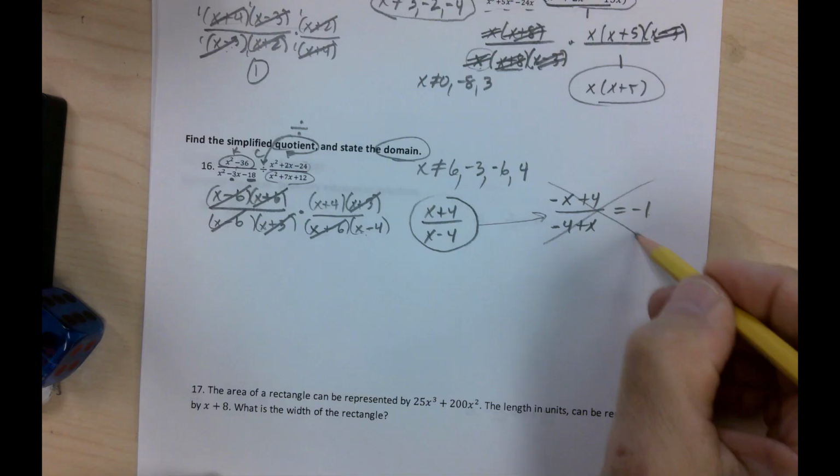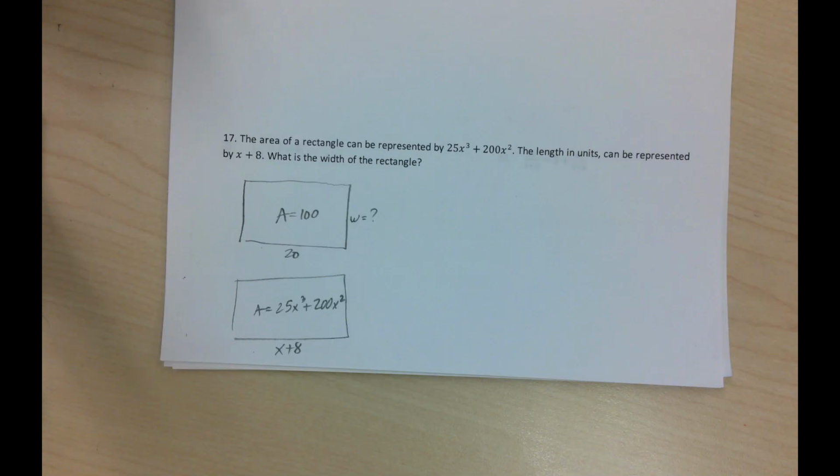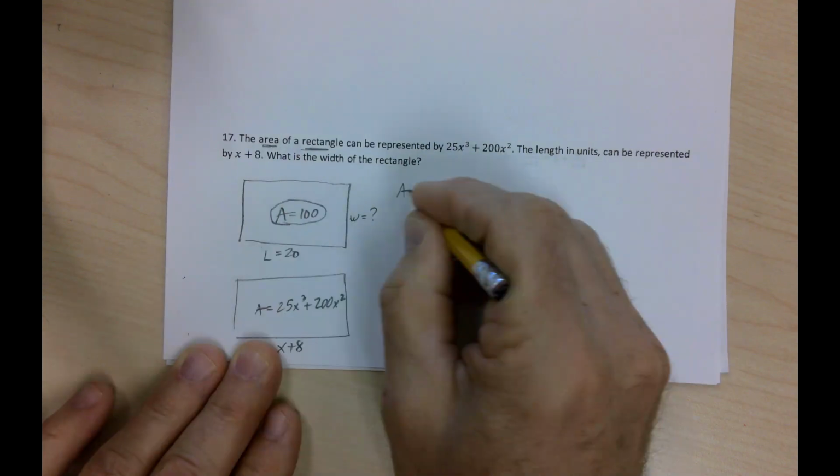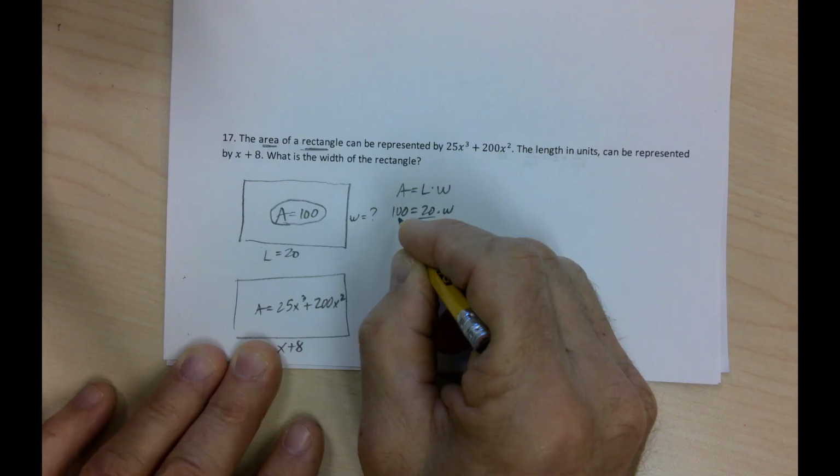So number 17, take a look at this. They tell you the area of a rectangle. Area equals length times width. Your brain would somehow need to go 100 equals 20 times W. 20 times what is 100? You could just see that it's 100 divided by 20. The width is 5. 5 times 20 is 100.